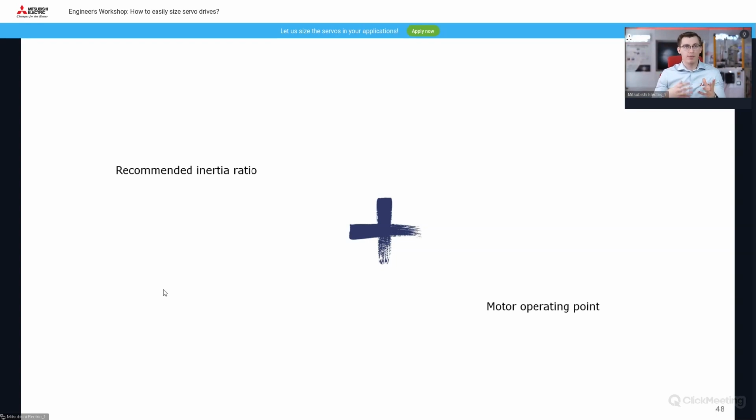So the recommended inertia ratio plus the motor operating point will be enough to size the motor, but it is often hard to find this motor operating point. And precisely because of that, we will be using Motorizer software to find it.